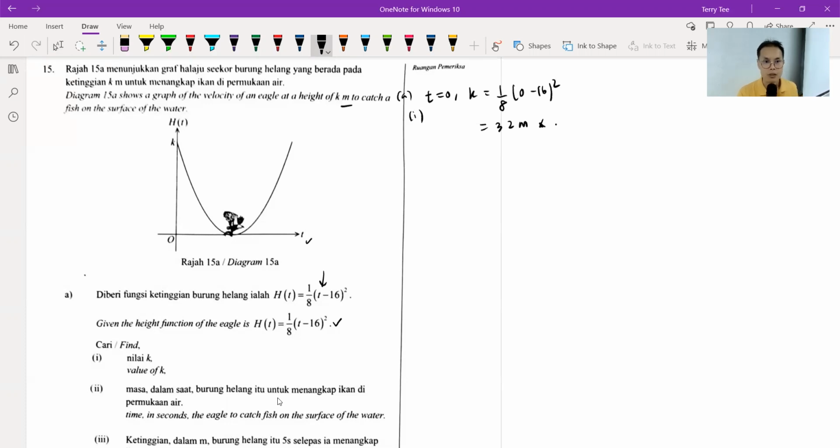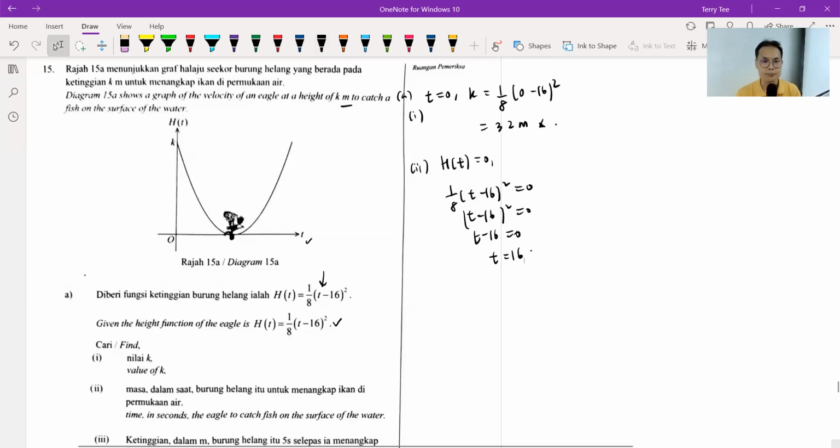Okay, second part. Find the time in seconds for the eagle to catch a fish on the surface of the water. So we reach the surface of the water when your height is 0. So we let our h(t) be 0. In this case, very simple. 1 over 8 times (t minus 16) squared equals 0. You multiply the 8 over, it's still 0, right? Your t minus 16 is still 0. Your t is 16. In fact, you don't have to write so many things. Just write t equals 16.